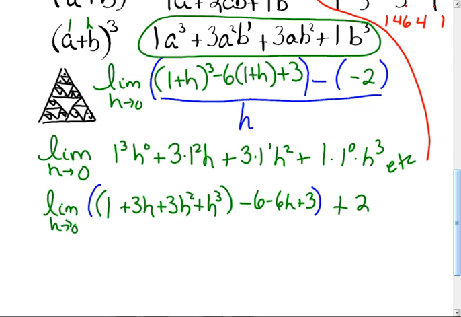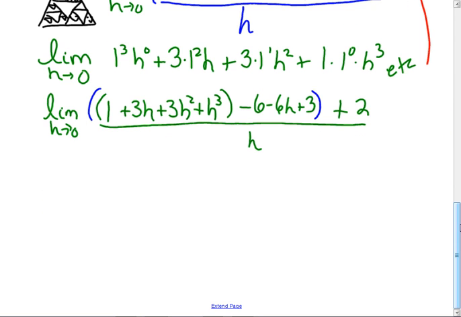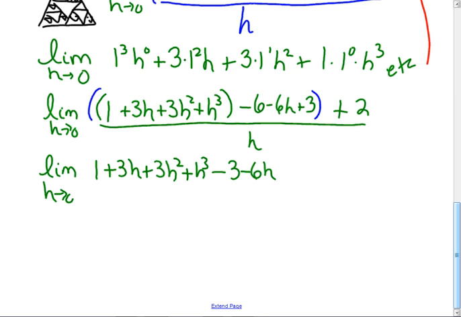And I have promised you, I don't make promises I can't keep. At least I try not to. But unless I've made a mistake, I promise you, if you do this right, you will always cancel out that 2 over there. Always. So it's the limit as h goes to 0. So it's 1 plus 3h. Can't do anything with the first parentheses. And then it's minus 6 plus 3, so it's minus 3 minus 6h plus 2.